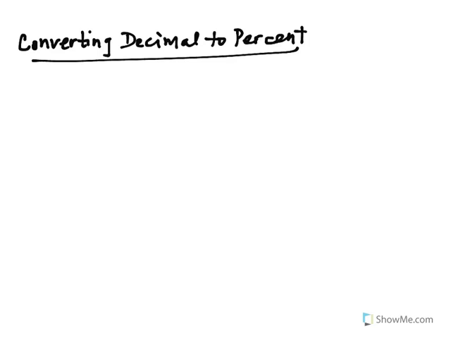In this video, I am going to show how to convert a decimal into a percent. So for example, if I have a decimal 0.25 and I have to convert it into a percent, first of all, I'll write it as 0.25. Now, converting to a percent means I am multiplying by 100.